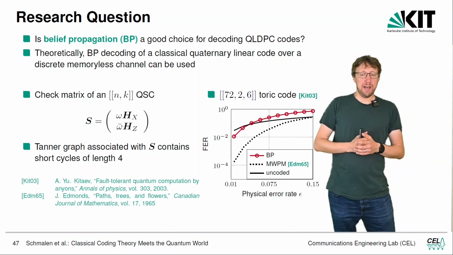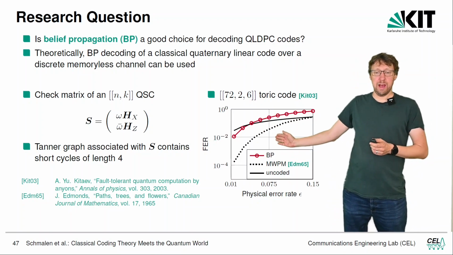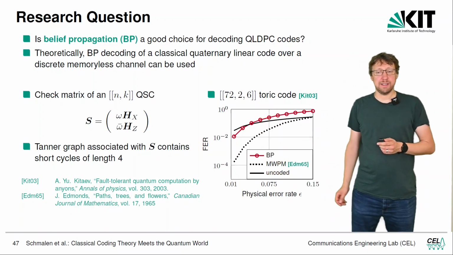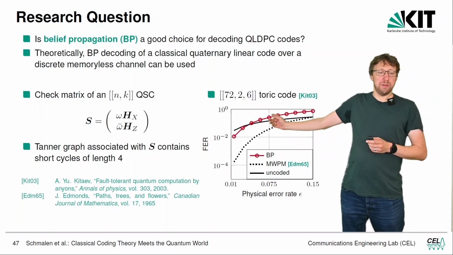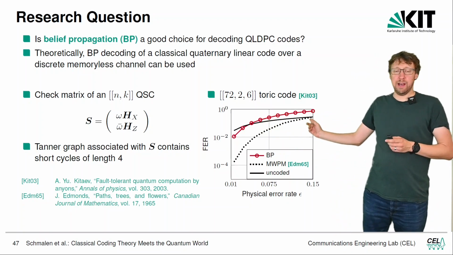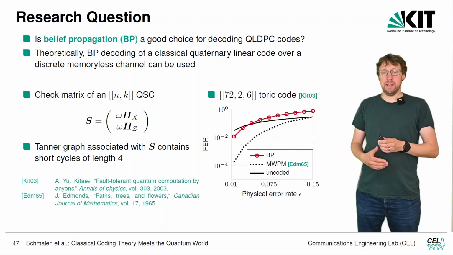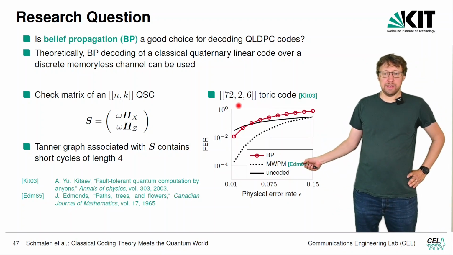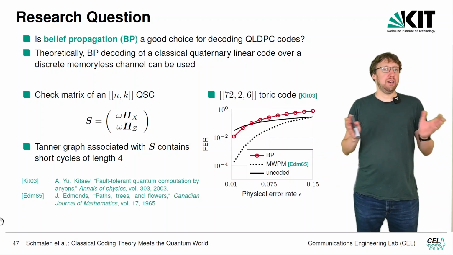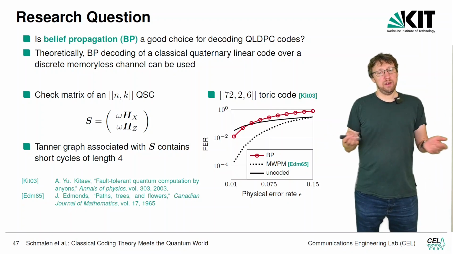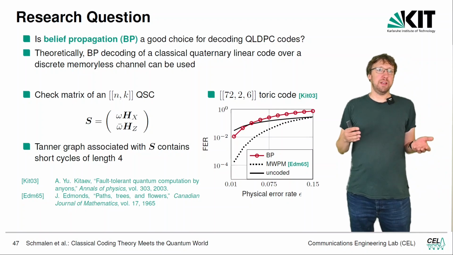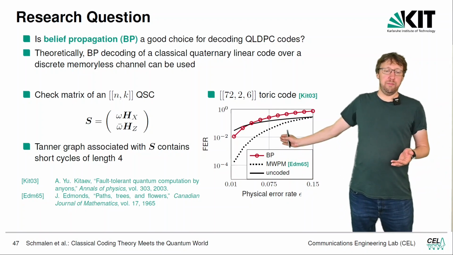And here you can see an example. Here we have the physical error rate on the x-axis, and the frame error rate on the y-axis. We see the performance of the uncoded case, the solid line. We see the performance of the BP decoder, and only for low error rates it's actually better than uncoded. For high error rates, uncoded would even be better than the BP decoder. And we have some decoders using graph theory that perform much better.